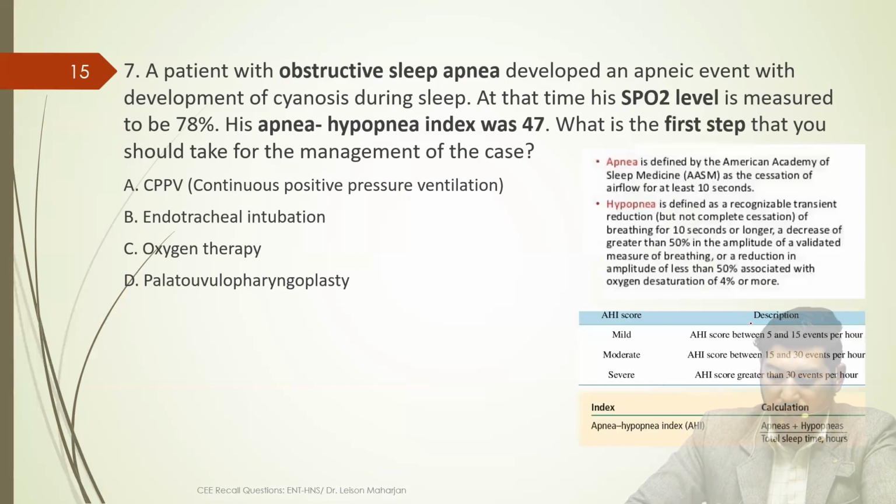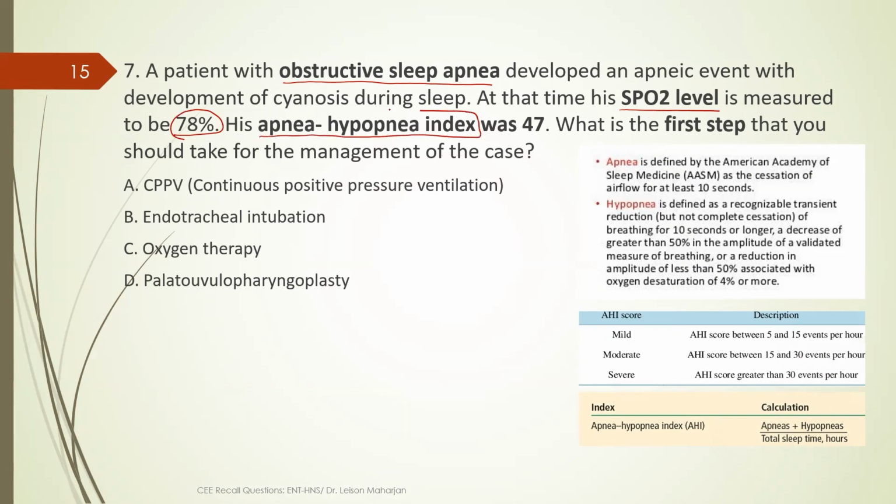palato-pharyngoplasty. In this case, we have to be very careful that it is a case of obstructive sleep apnea, and SpO2 is severely decreased at 78%, and the apnea-hypopnea index, or AHI, is 47. We can see in the picture here, AHI score can be divided into 3 groups: mild, moderate, and severe. AHI score more than 30 is considered to be severe. In our case, it is 47.